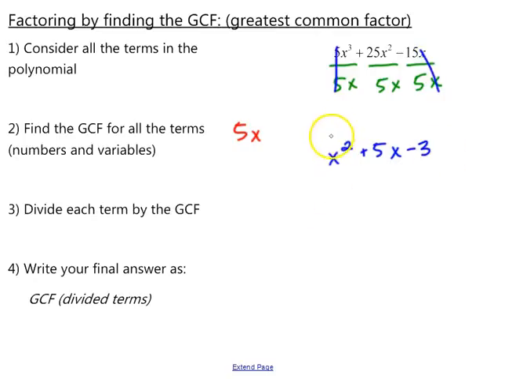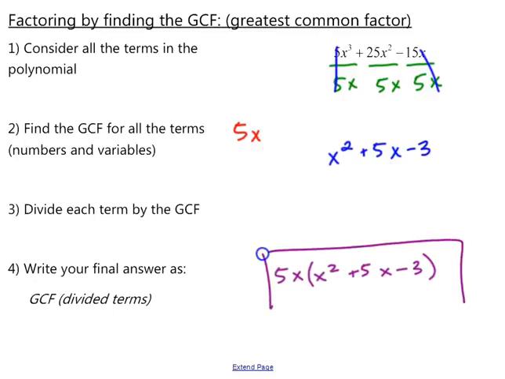So after you've divided through, you want to double check and make sure that there's nothing else that any of the terms have in common other than 1 that you can divide out. Once you've done that, you want to write your final answer, and this is how you're going to write it. The GCF on the outside, which was our 5x, and then in parentheses, all the divided terms. So x squared plus 5x minus 3. And there's your final answer.